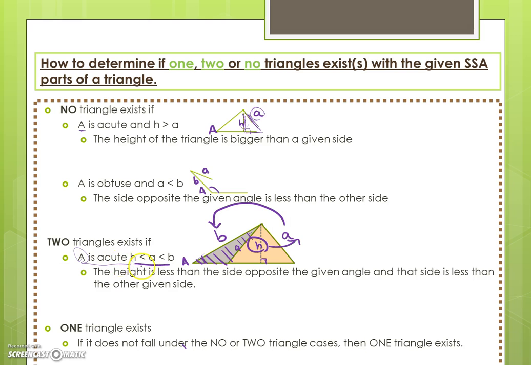So when you have an acute angle and your height is less than the opposite side, which is smaller than the other side, H is less than A, which is less than B, then two triangles are going to exist. And those are your two triangles, this big one here, and then this little one here. You do see this extra isosceles triangle in there, and we'll get to that in a bit. So if it's not the no triangle case, and if it's not the two triangles case, then one triangle is going to exist, and it's just going to be like the law of sines that we did originally.